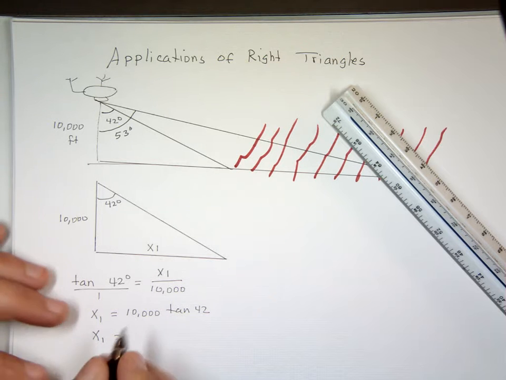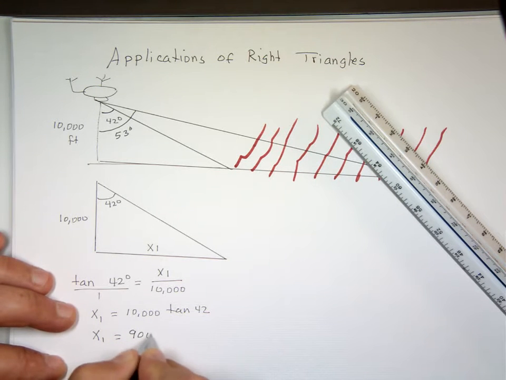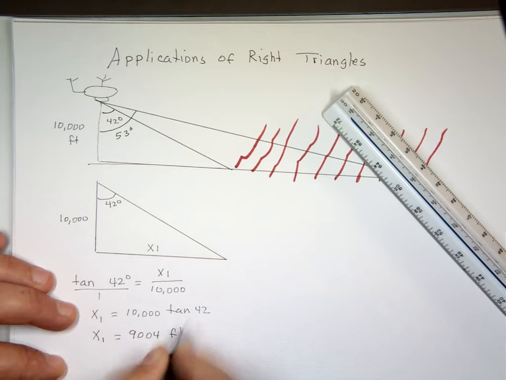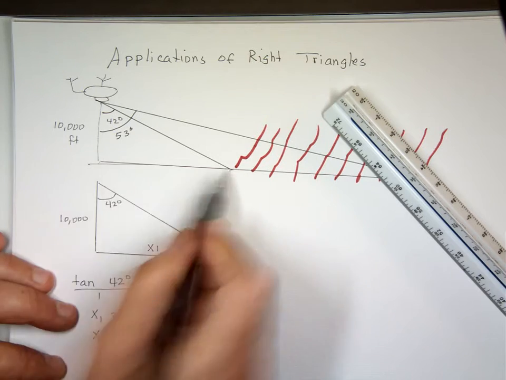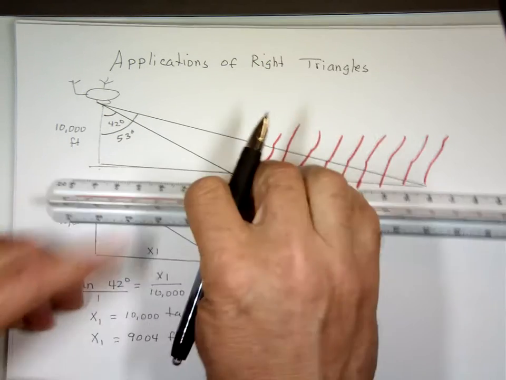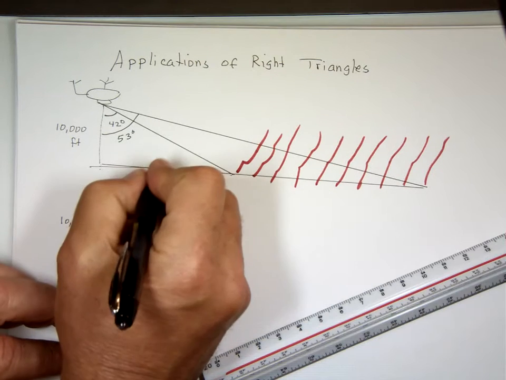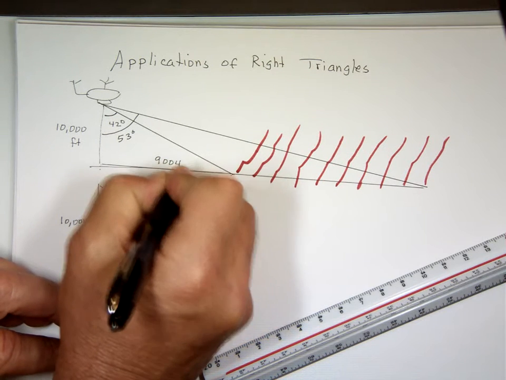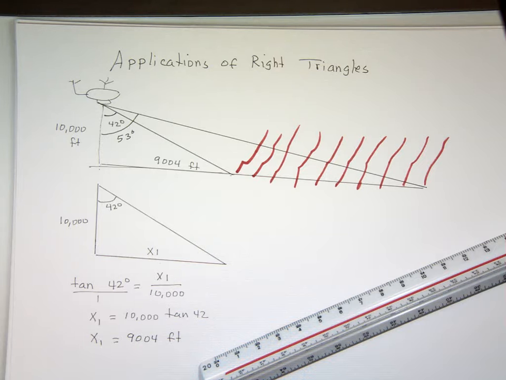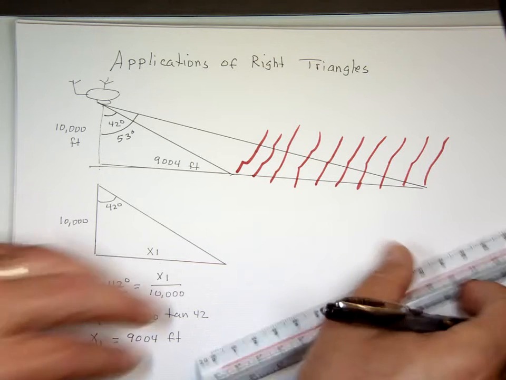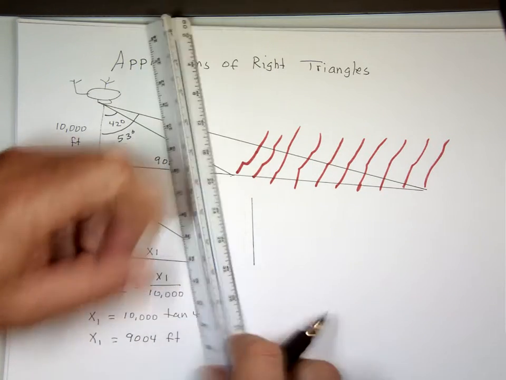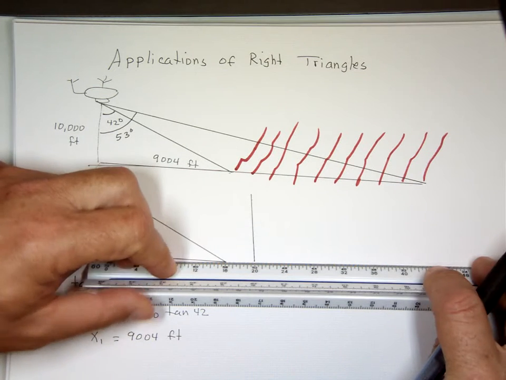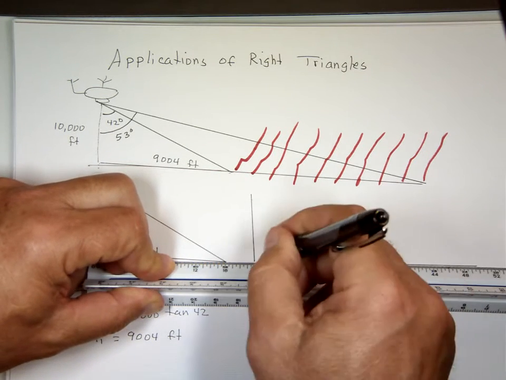9,004 feet away. So if you drop a line straight down from the helicopter, the distance from here to there, that distance here is 9,004 feet to the beginning of the fire. Now the helicopter didn't move. Let's look at the bigger triangle. That's to the end of the fire.